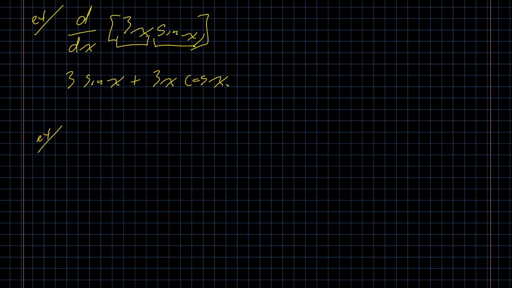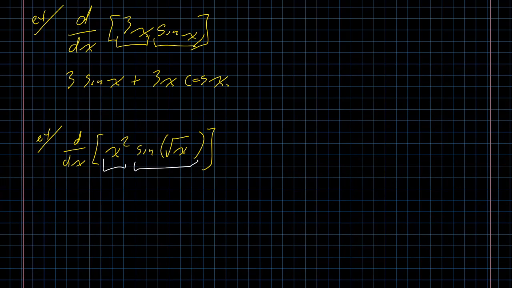This can get messy when you have more complicated things going on. We can have the product rule sitting here and also need the chain rule at the same time. x squared times the sine of the square root of x. Right? We have two things being multiplied together. We've got x squared. We've got sine of the square root of x.